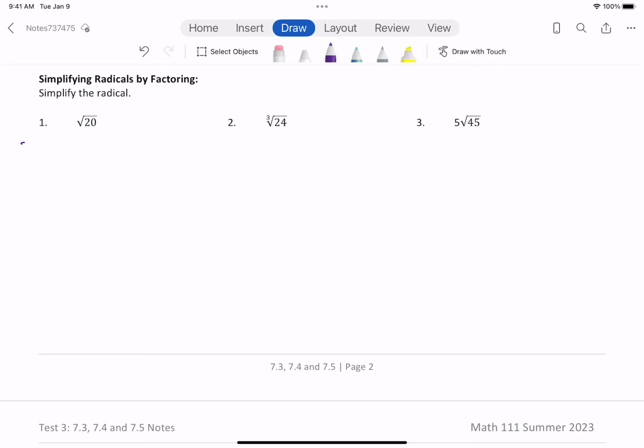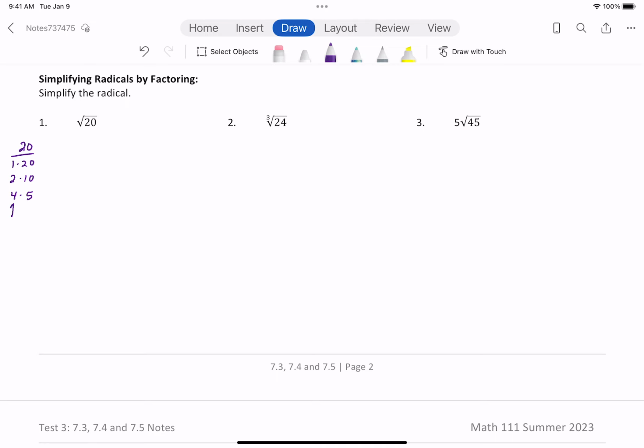So what I'm going to do is go over to the side and start writing out the factors of 20. So 1 times 20, of course 1 is a perfect square, but that's not going to help me because I already have 20 underneath. The next one is 2 times 10. Neither one of those is a perfect square, so I'm going to keep going. 20 is not divisible by 3. It is divisible by 4. 4 times 5 is 20.